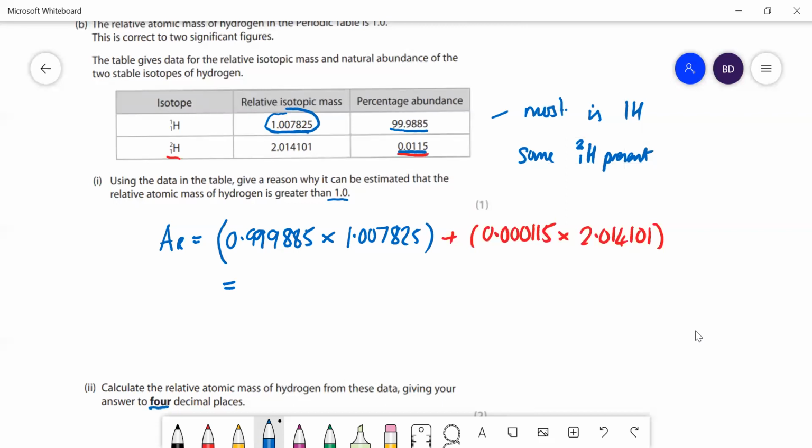Okay, and if you put that into your calculator and you need it to 4 decimal places, you get 1.00794, and then a few other numbers after that. So to 4 decimal places, it's going to be 1.0079. There's your answer there.